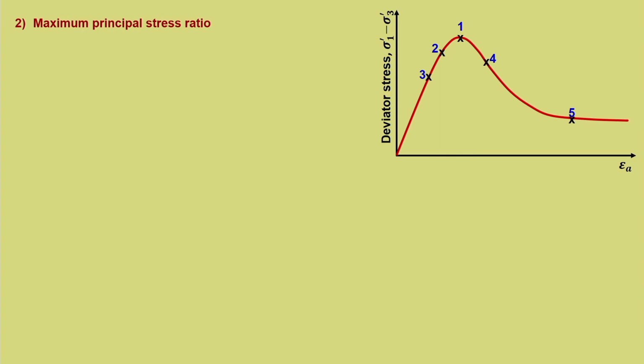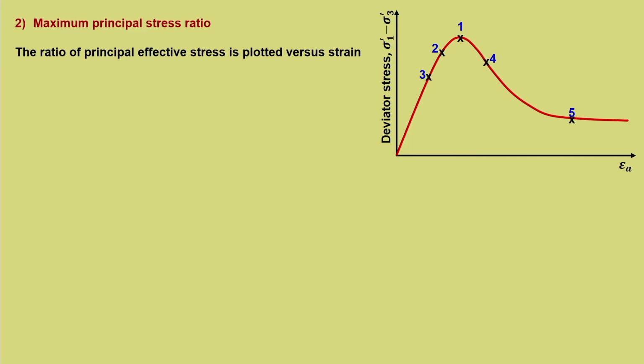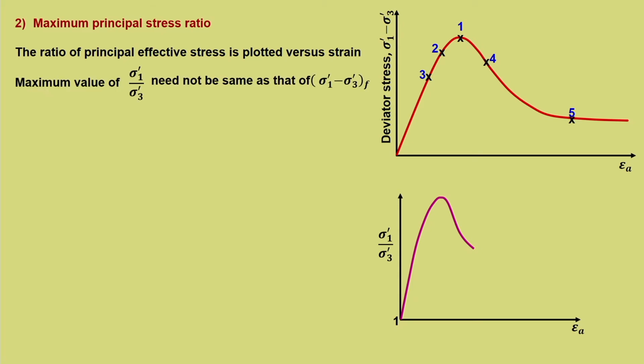Now the maximum principal stress ratio is a very useful way of representing stress strain behavior and obtaining the failure envelope, especially for the undrained case. The ratio of principal effective stress is plotted versus strain. You have seen this in the previous slide. The maximum value of sigma 1 dash by sigma 3 dash need not be the same as that of sigma 1 dash minus sigma 3 dash. What it means is that the peak value that you obtain from deviatoric stress, which is this one, may not be the same as in the case of sigma 1 dash by sigma 3 dash, and this is very true for the undrained case. Why?